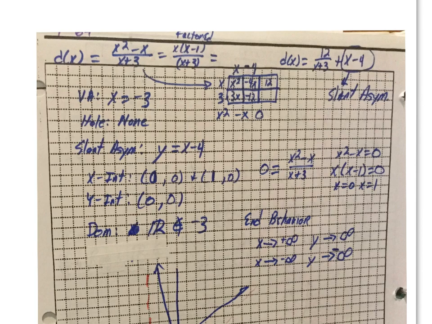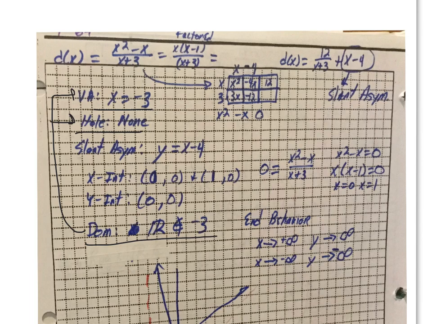My domain, taking a look at my denominator, is all reals except negative 3. Now I'm going to go right from domain into vertical asymptote and holes, because that's tied to your domain restrictions. I only have the one restriction, therefore my vertical asymptote is x equaling negative 3. There is no hole.